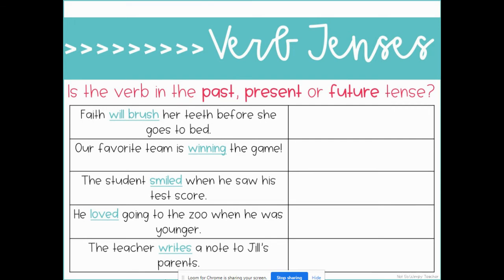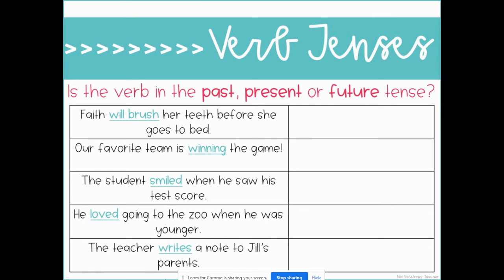Future tense. Next one. Our favorite team is winning the game. Is that something that happened in the past? Is that happening in the present? Or is that happening in the future? Our favorite team is winning the game. Okay, that is present. It's happening right now.